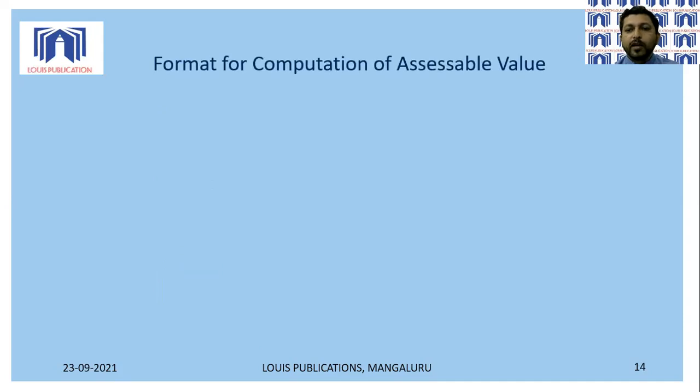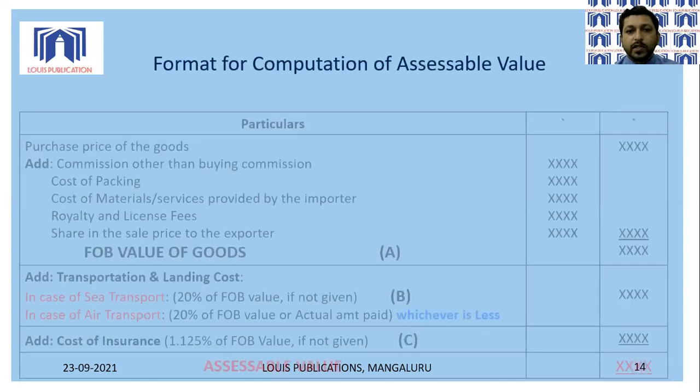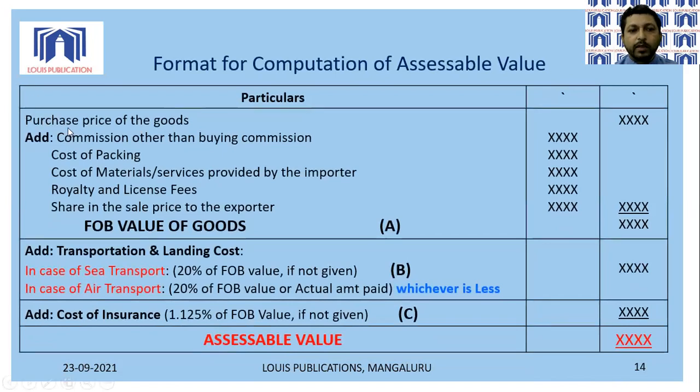Next, we look at the format for computation of assessable value. So this is how 7 items will be included. We start with the purchase price of the goods. So that will be taken first. Then we add commission other than buying commission. As I mentioned, buying commission will not be included. Other than buying commission, all other commission will be added. Cost of packaging, excluding returnable container cost, returnable packaging cost. Cost of material or services provided by the importer. Royalty and license fees paid. Share in the sale price to the exporter. So these are the 5 items that will be added.